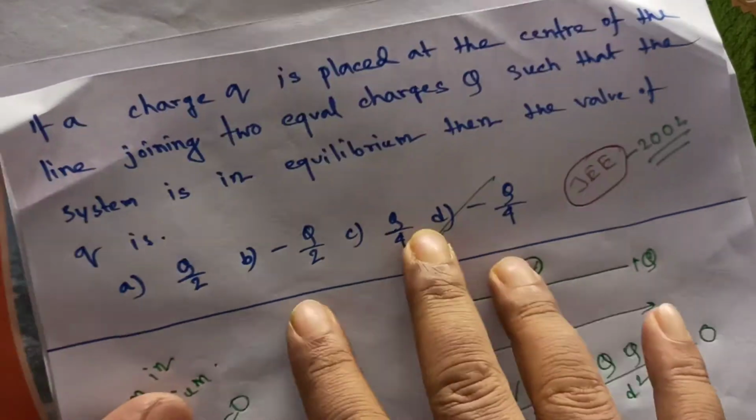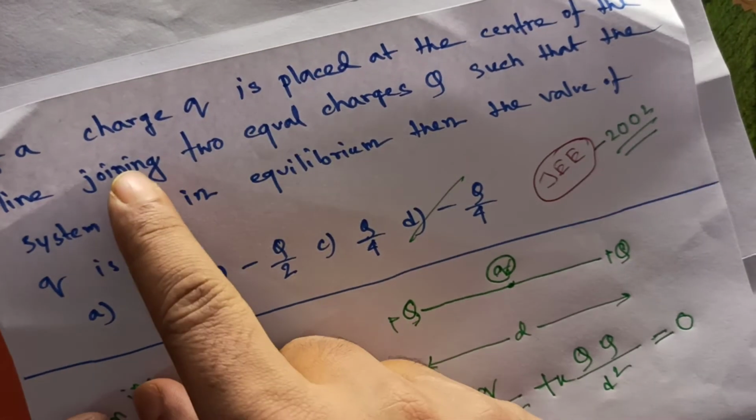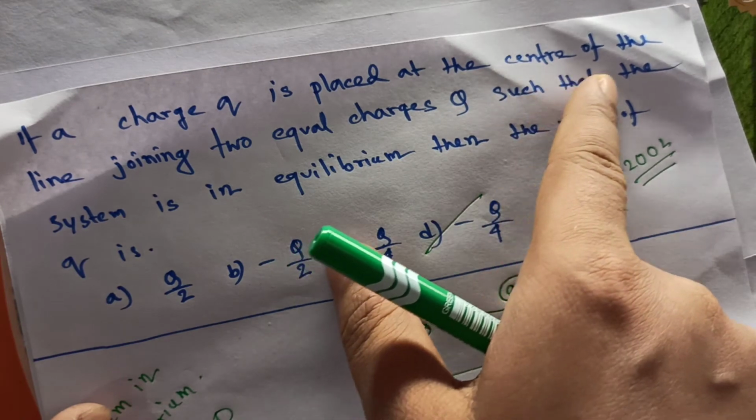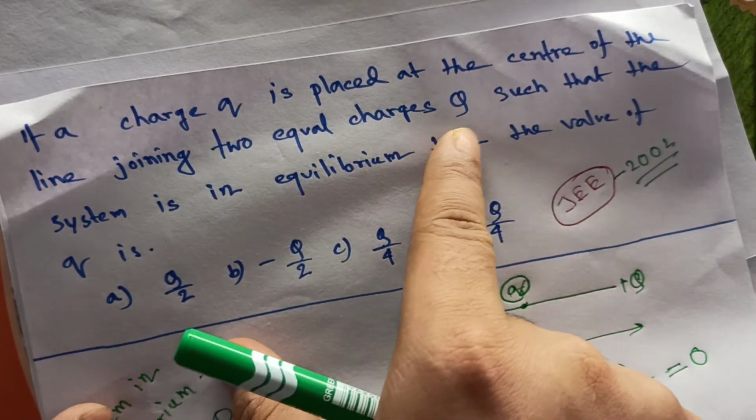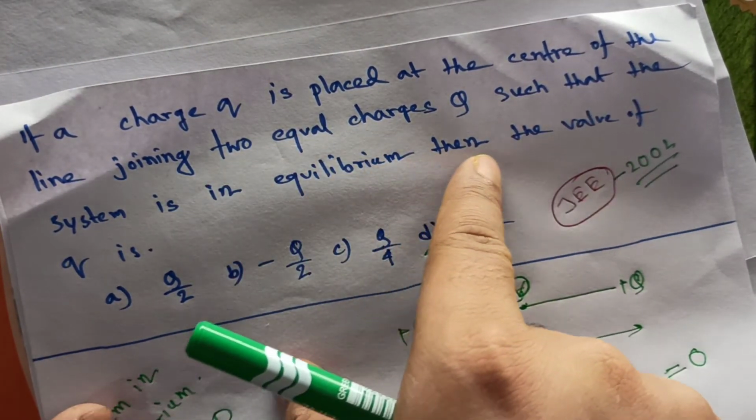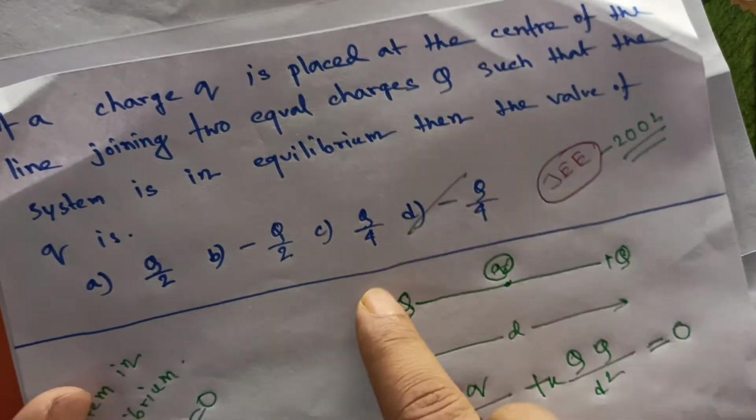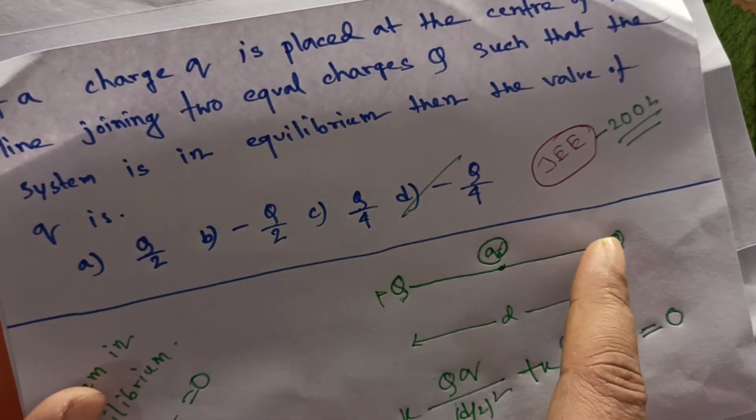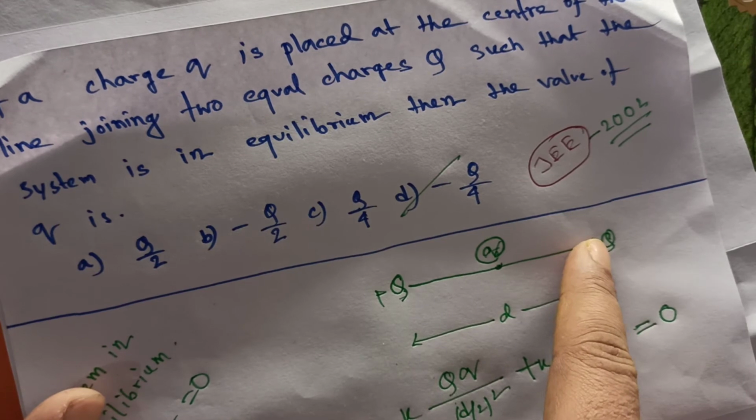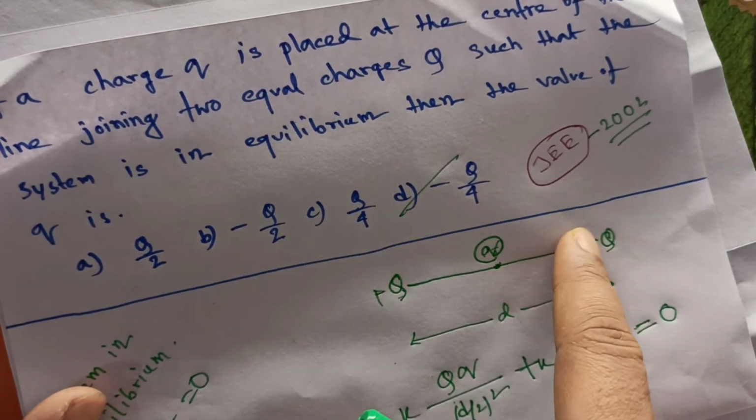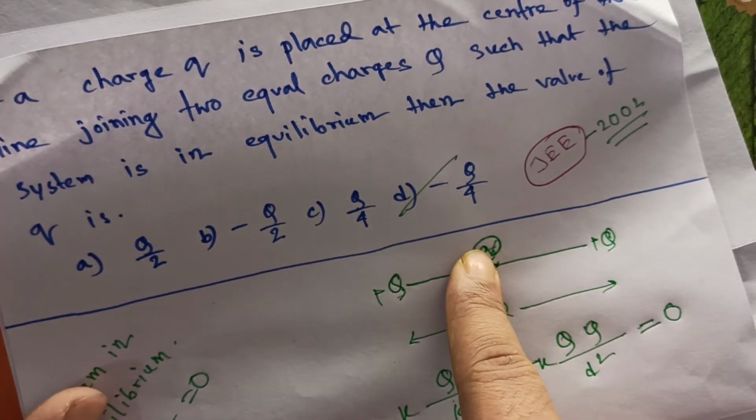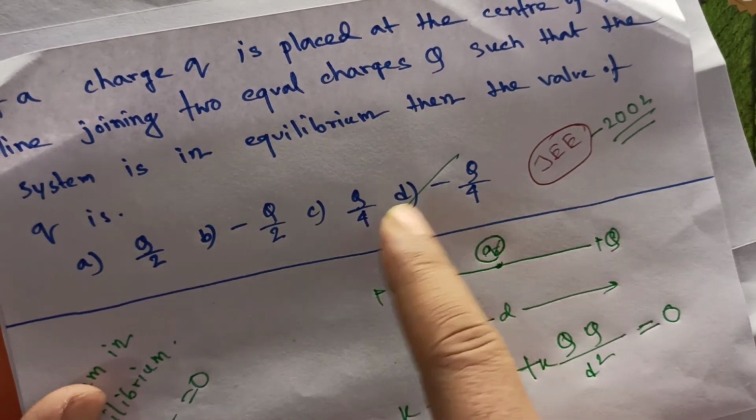So what is the condition? Again read the question once. If a charge q is placed at the center of the line joining two charges Q such that the system is in equilibrium, then the value of q. So two charges are there, one charge is Q here, another charge is also Q here. In between these two charges we are keeping a third charge, small q. The condition is the system will be in equilibrium.